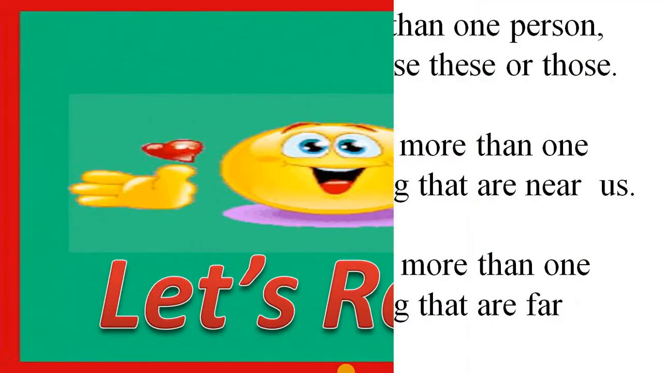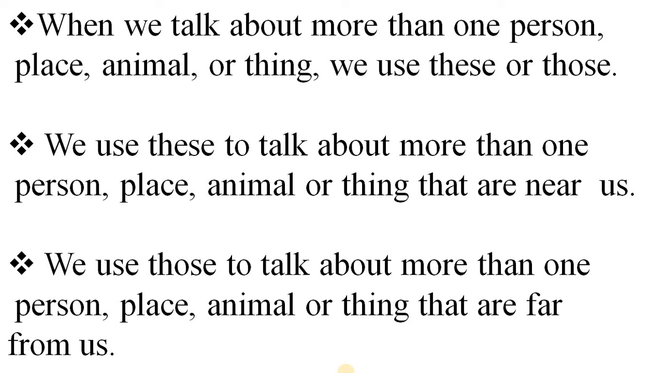Let's recall. Number 1. When we talk about more than one person, place, animal or thing, we use these or those. We use these to talk about more than one person, place, animal or things that are near us. We use those to talk about more than one person, place, animal or things that are far from us.